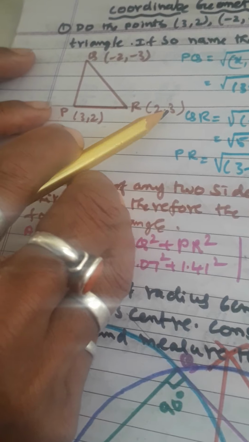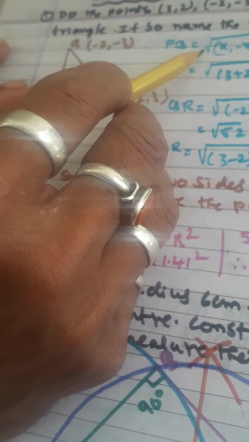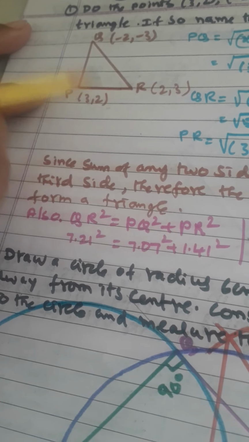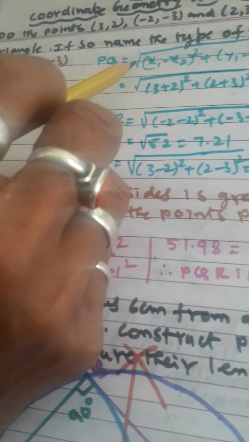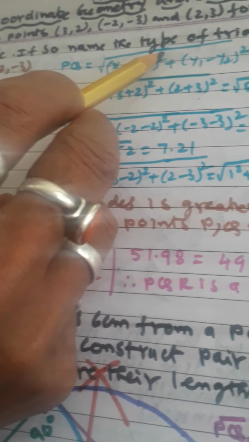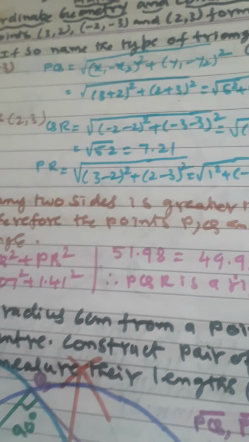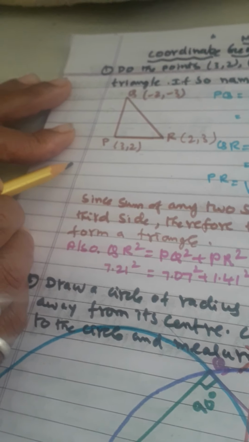So what you have to do? First you have to know the distance formula. What does the distance formula say? Suppose P and Q coordinates are given. The distance formula is the square root of (x1 minus x2) whole square plus (y1 minus y2) whole square. This formula will give the distance from here to here. How much distance is there, that we can find out.